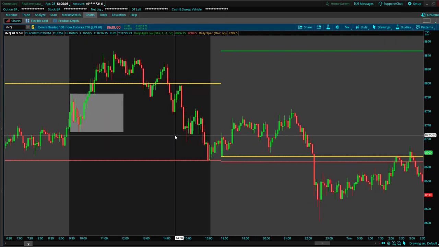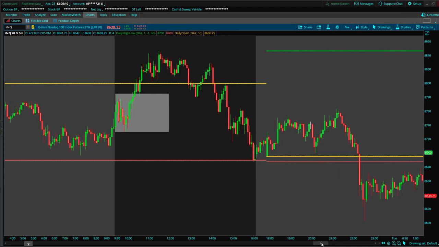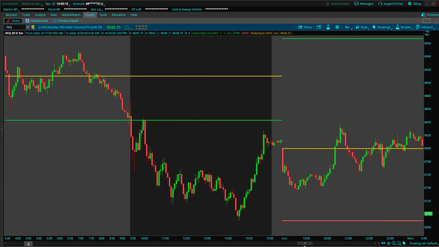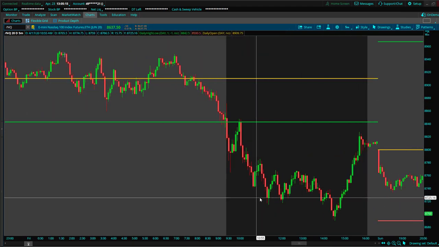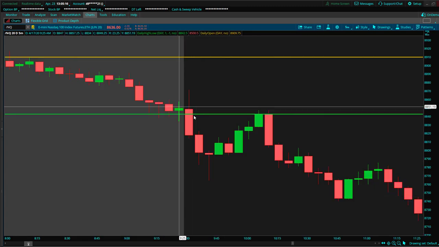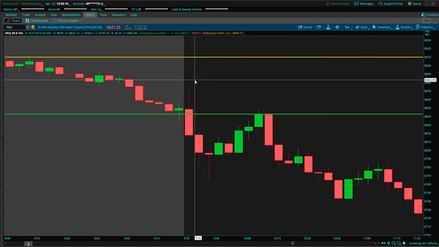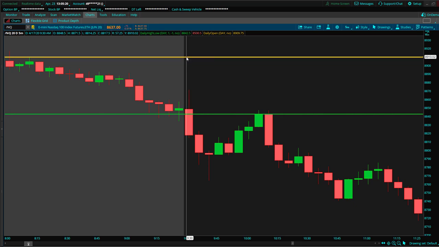So let's take another example. I'll just scroll back and look at another day. So here we are again, below the open. Not way, way below, but we're below the close. The close is that yellow line. The market opens, and the first thing that it wants to do is try to close that gap.